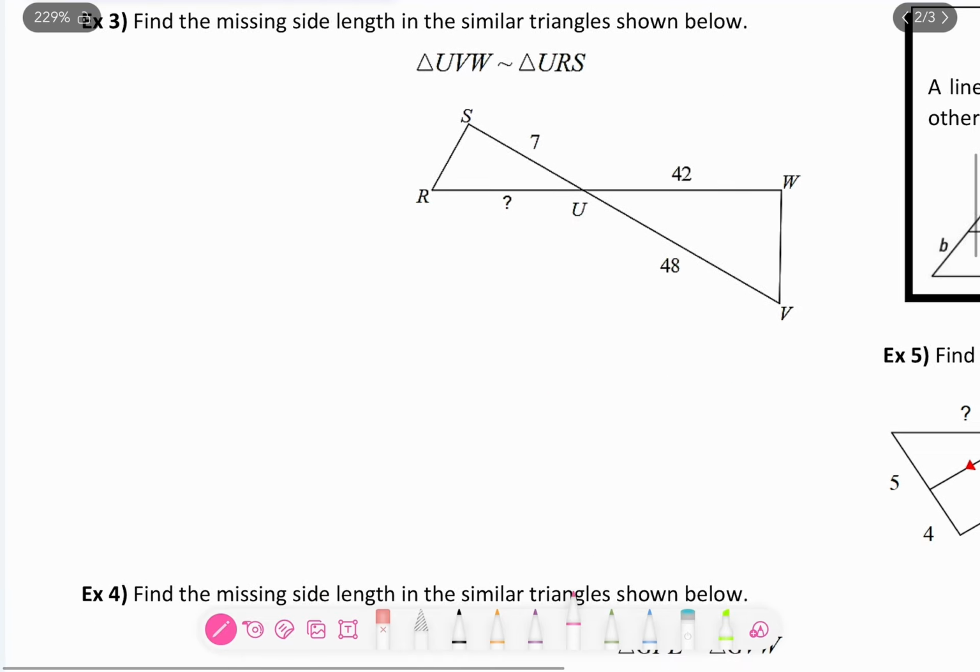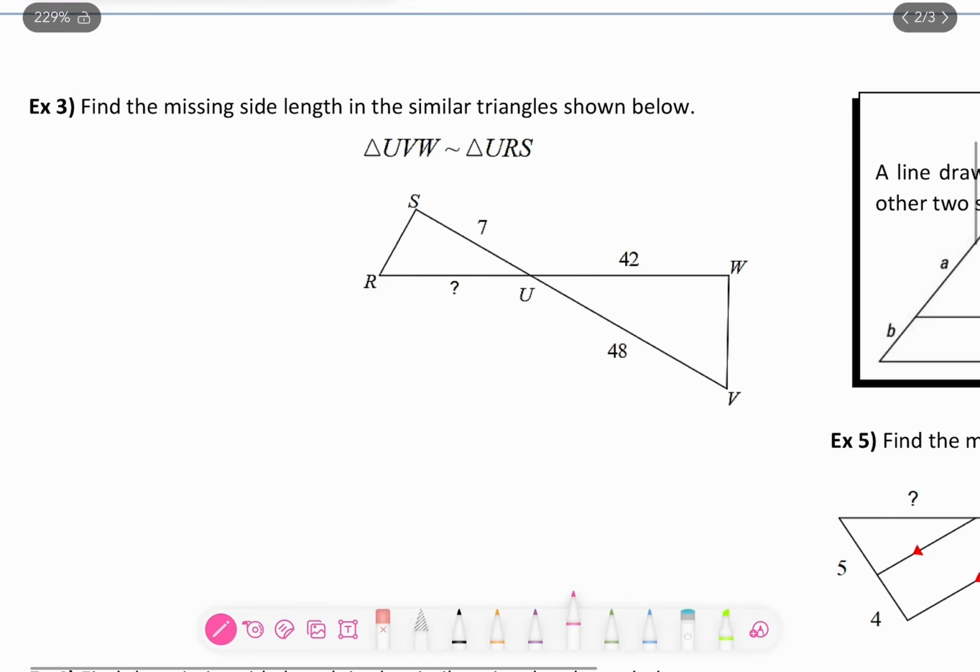All right, next, for example 3, it says find the missing side length in the similar triangles shown below. Same thing. This time we do have our similarity statement again, so we want to utilize that. We don't want to guess what sides correspond. We want to use that statement. So first things first, the one I need to find is RU. That's this one with the question mark. So I know I need to use RU.